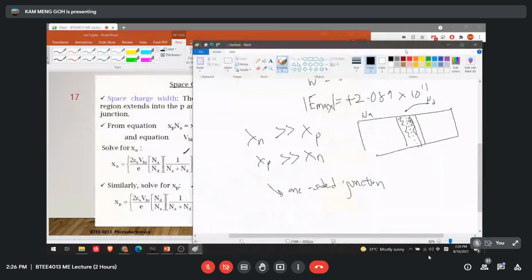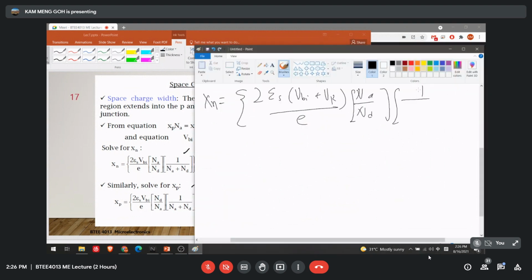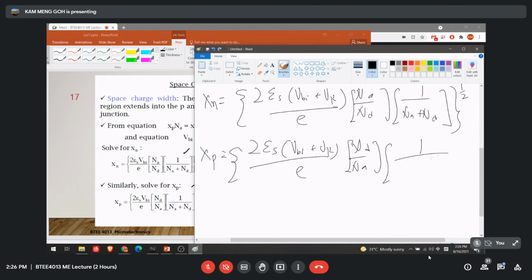So for example, this is SN and SP. SN equals the square root of 2 epsilon S (VBI plus VR) over e, times NA over ND, times 1 over NA plus ND. SP also equals the square root of 2 epsilon S (VBI plus VR) over e, times ND over NA, times 1 over NA plus ND. And then first you need to calculate the VBI, equals 0.0259 ln NA ND over ni squared.